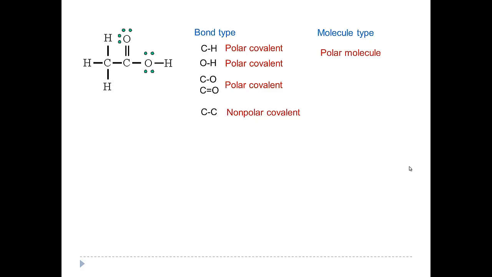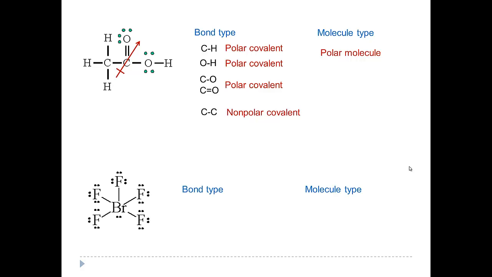Molecule type is going to be a polar molecule, and the dipole moment should be kind of going off between the two O's because that's where the greatest electronegativities are. So that would be where the pole will be. And last example.